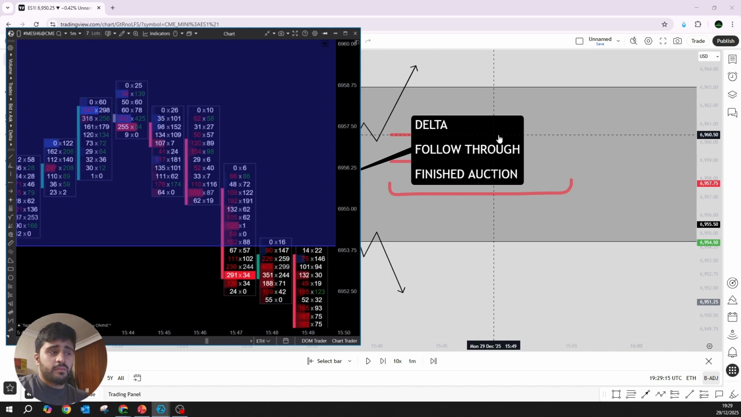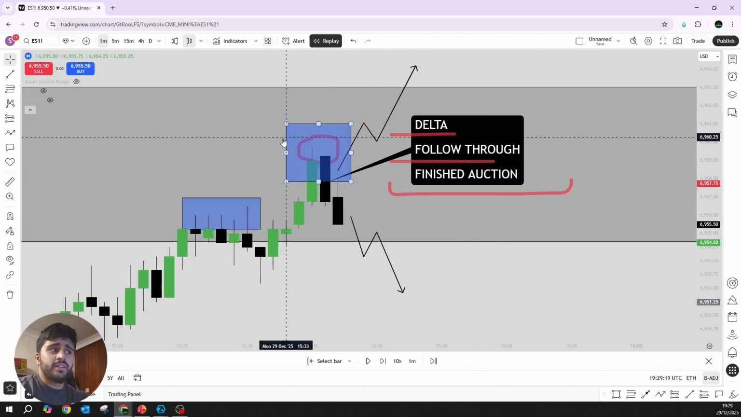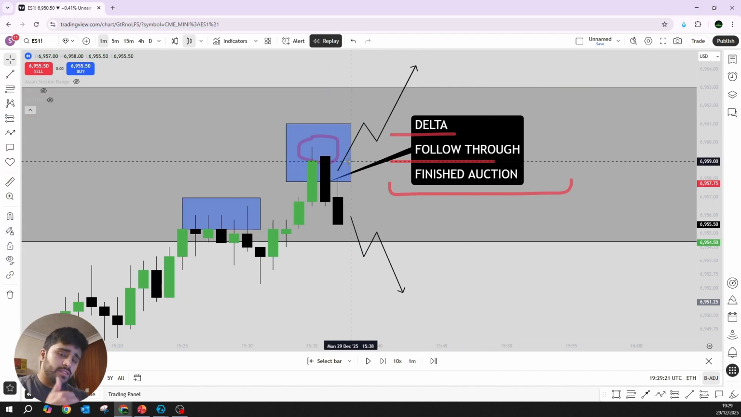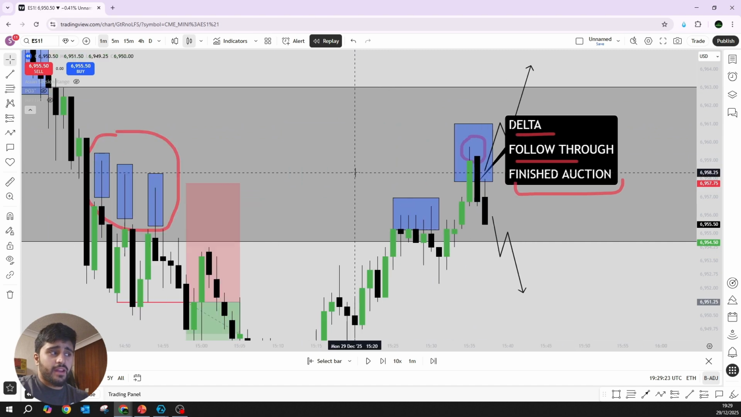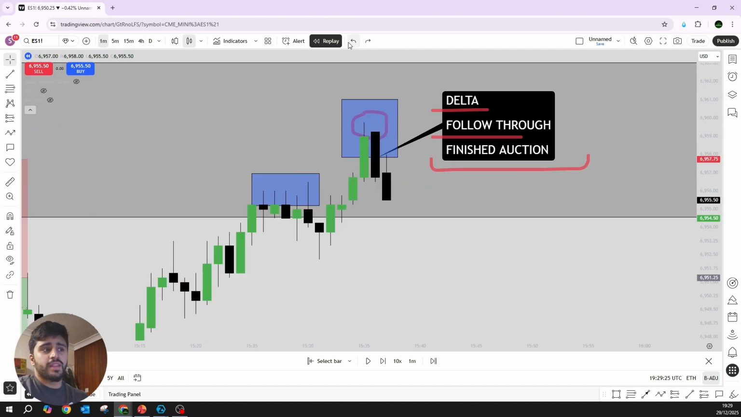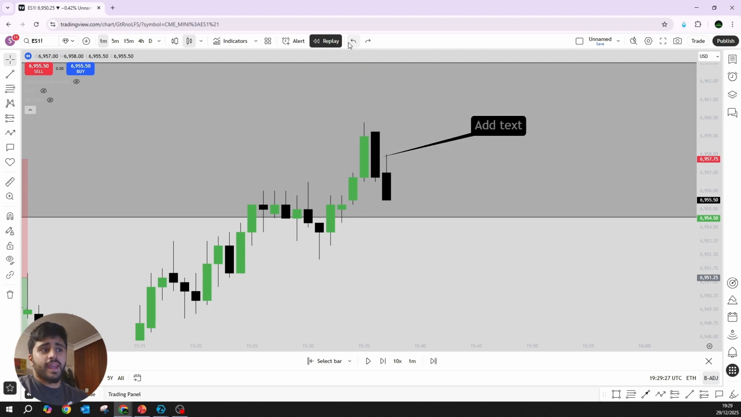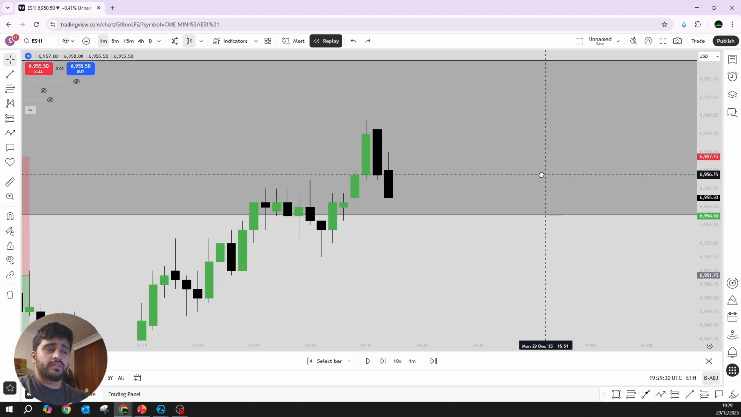So by seeing positive delta, no upside follow through, and finished auctions over here, this is the difference between an A plus setup and your B plus setup, right? The A plus setup and the B plus setup can look familiar, but there are fundamental differences which you can't see without a footprint chart. And that's what I wanted to break down in this video.